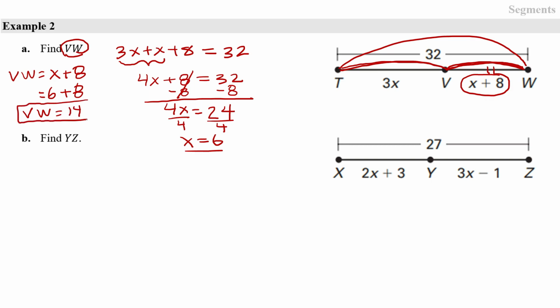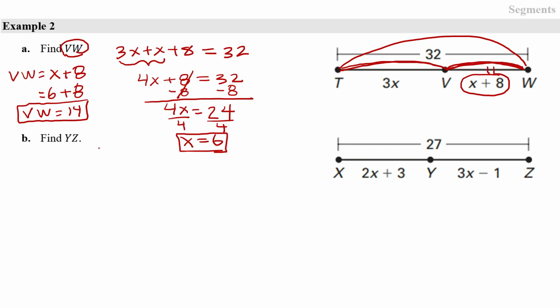So be careful with your assignments. Sometimes they might say, hey, find the value of x, and we found the value of x, so that would have been our answer. But because they didn't ask you to find x, they asked you to find VW, you have to make sure that you find the distance.